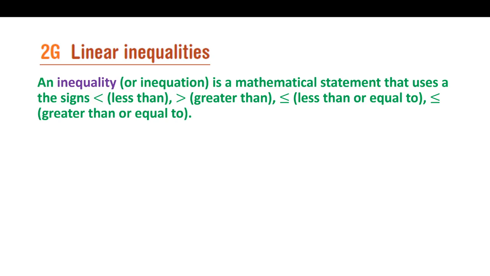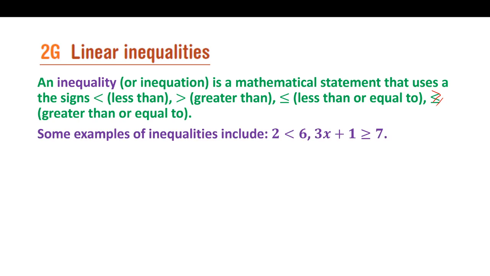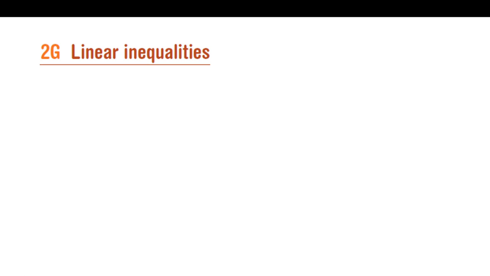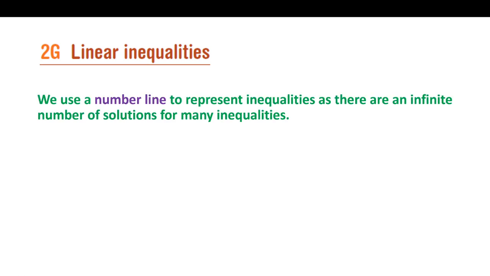Linear inequalities. An inequality or an inequation is a mathematical statement that uses the signs less than, greater than, less than or equal to, or greater than or equal to. You'll probably notice the first mistake: greater than or equal to should actually be this way, not the other way. The equal to has a little line underneath it and the other ones don't. Some examples of inequalities include 2 is less than 6 and 3x plus 1 is greater than or equal to 7. Now we're going to look at how we represent these.